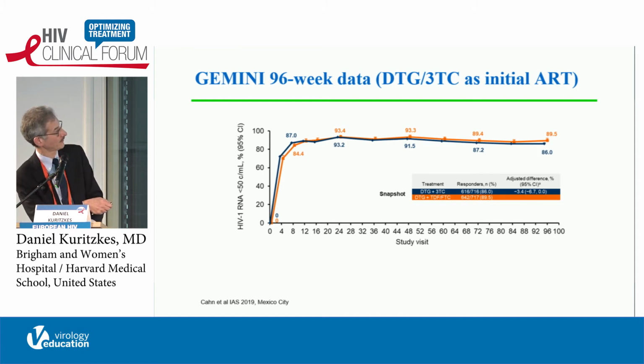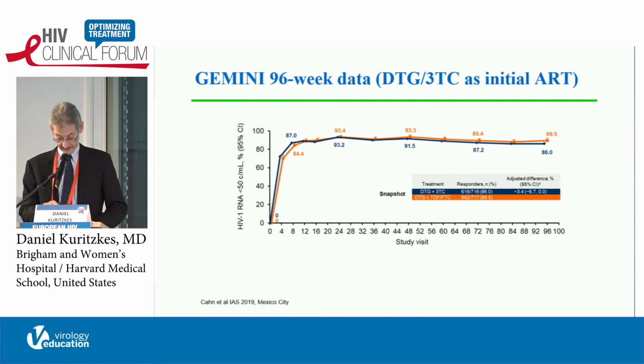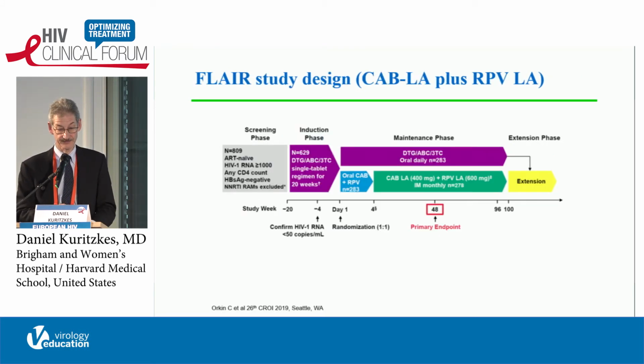The primary endpoint at week 48 also met the non-inferiority margin, and now this combination is available as a fixed drug combination of dolutegravir and 3TC and is approved in the United States for first-line therapy. It has not yet made it into any of the guidelines.